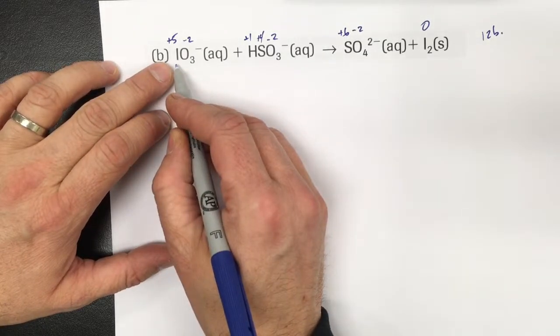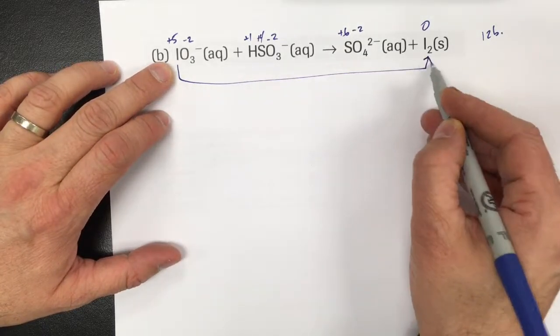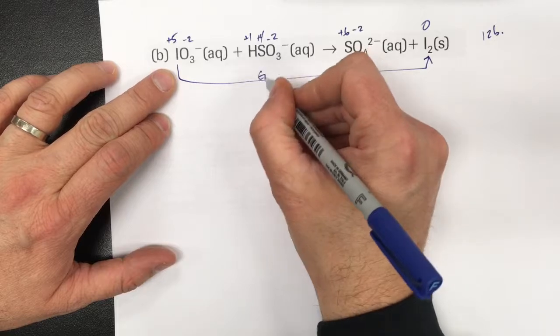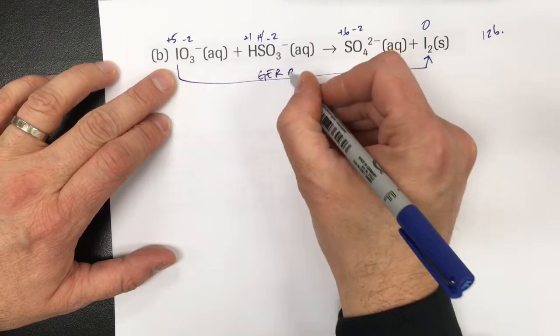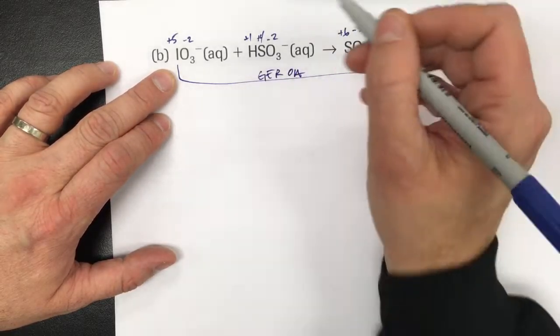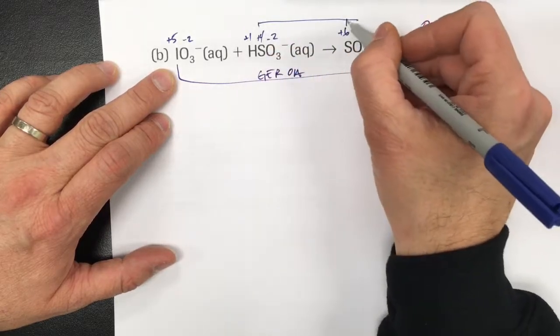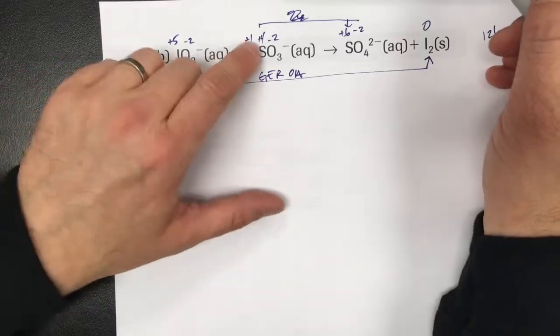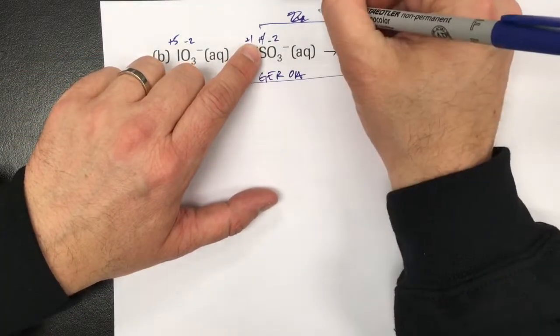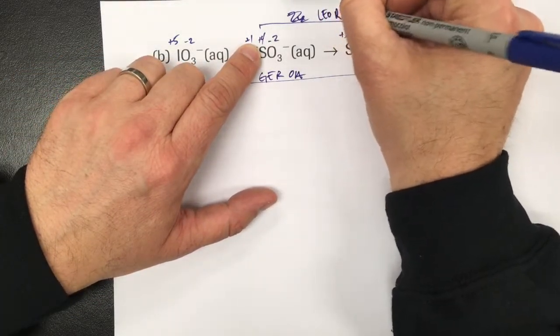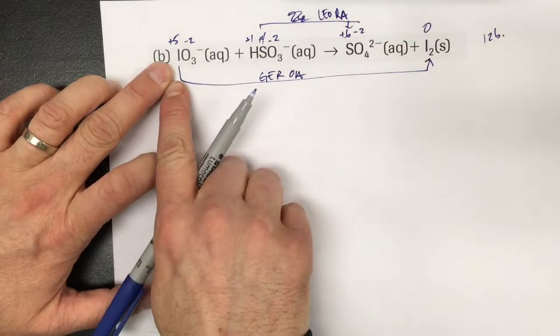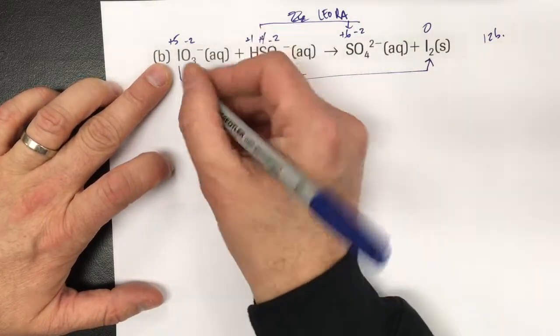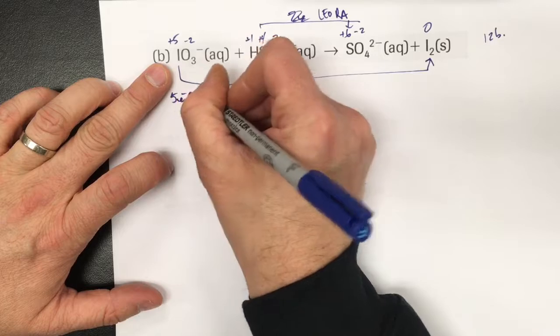My iodine is going from plus 5 to 0, so that's going to be the gain of electrons, reduction. The iodate is my oxidizing agent, and then my sulfur is going from plus 4 to plus 6, so it is losing electrons, oxidizing. It's my reducing agent.